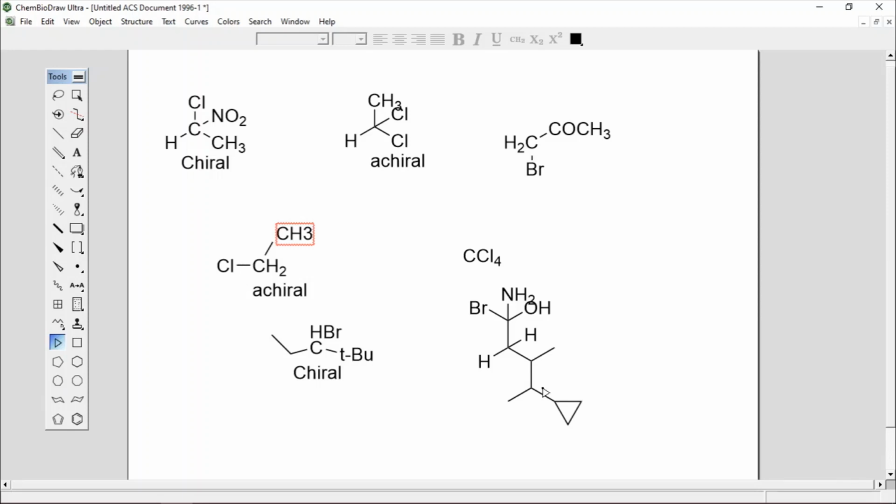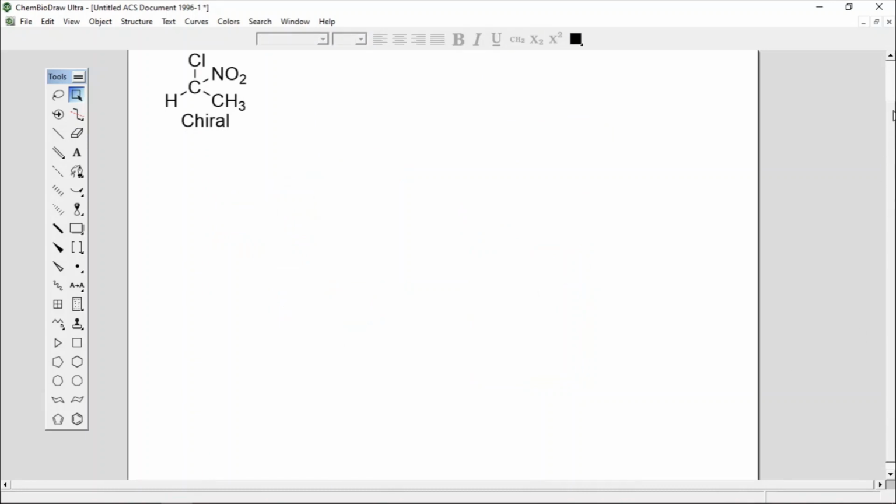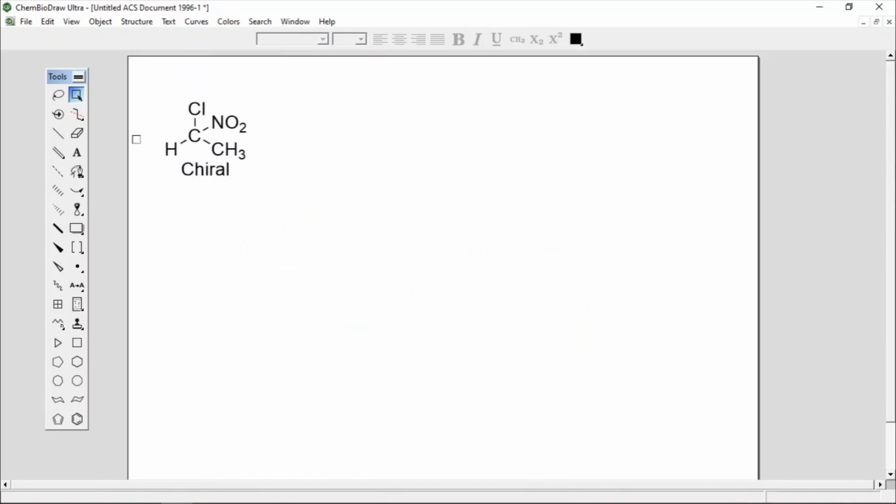Okay, now I'm going to start another point, that is enantiomer. Enantiomers are non-superimposable mirror images of each other. Enantiomer is called non-superimposable mirror images of each other. So what is non-superimposable, I will explain to you.